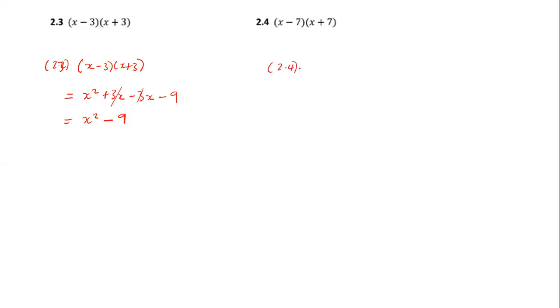And then 2.4, we have x subtract 7, we have x plus 7. Then we multiply. X multiplied by x, it will be x squared. X multiplied by 7, it will be 7x. Negative 7 multiplied by positive x, it will be negative 7x. And then negative 7 multiplied by positive 7, it will be negative 49. And therefore here we have x squared, this and this, they're gonna fall off with 0. And then we have negative 49.